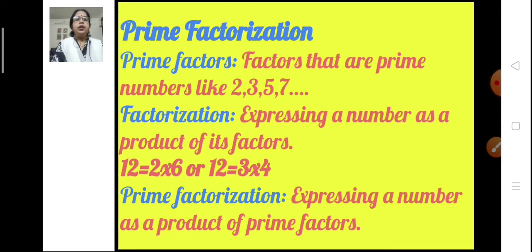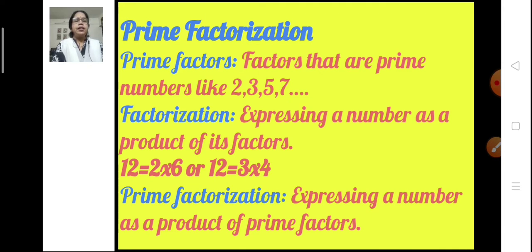Children, this word prime factorization involves two concepts, that is prime factors and factorization. Now what are prime factors? The factors of a number, if they are prime, then they are called prime factors. And what are prime numbers? The numbers like 2, 3, 5, 7 and many more, which have only 1 and the number itself as their factor, are known as prime numbers. So prime factors are the factors of a number that are prime.